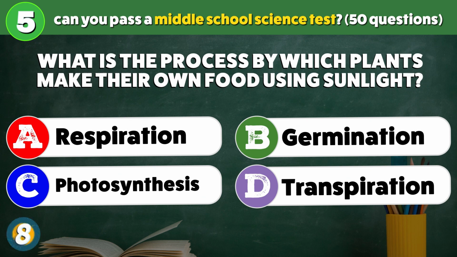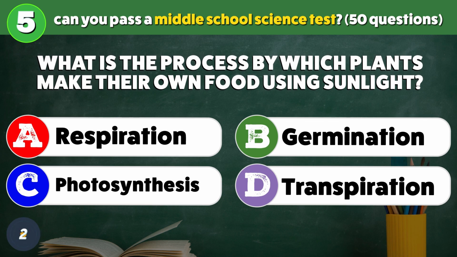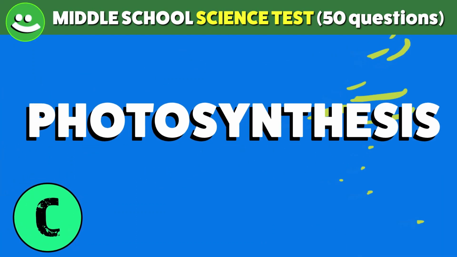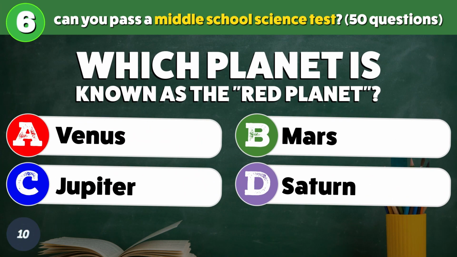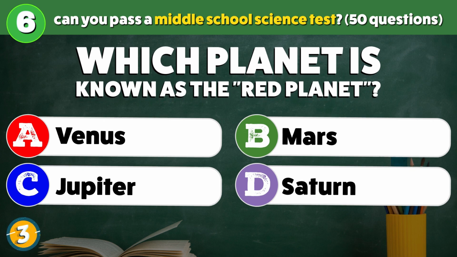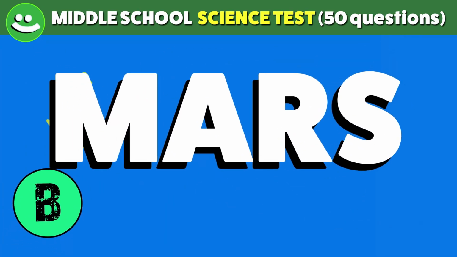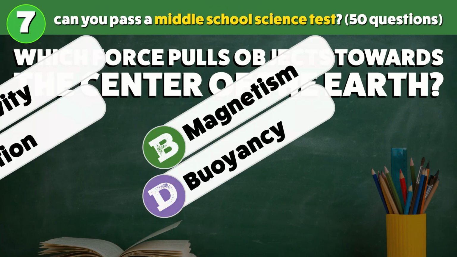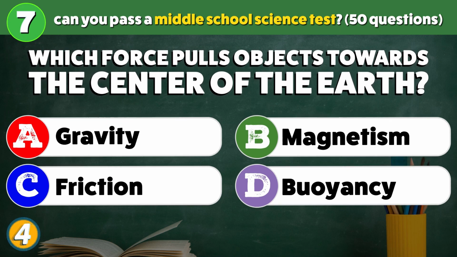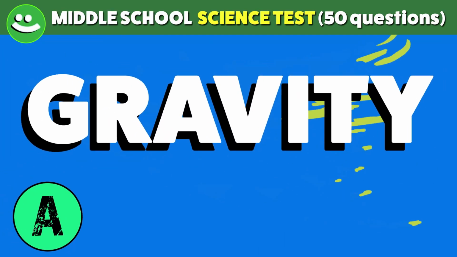What is the process by which plants make their own food using sunlight? Is it respiration, germination, photosynthesis, or transpiration? It's photosynthesis. Which force pulls objects towards the center of the Earth? Is it gravity, magnetism, friction, or buoyancy? It's gravity.